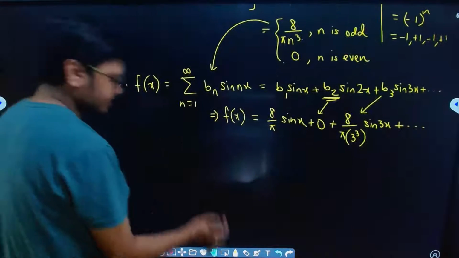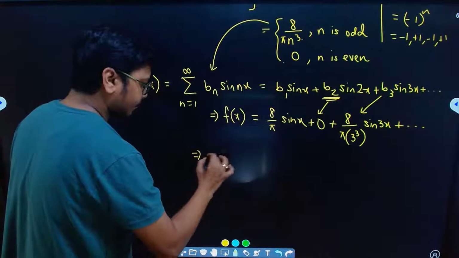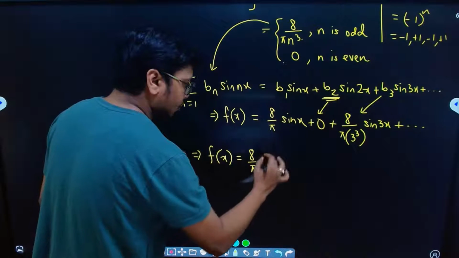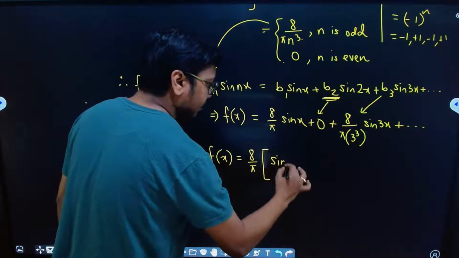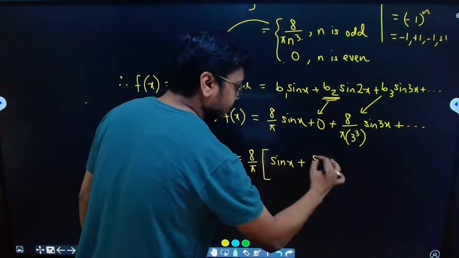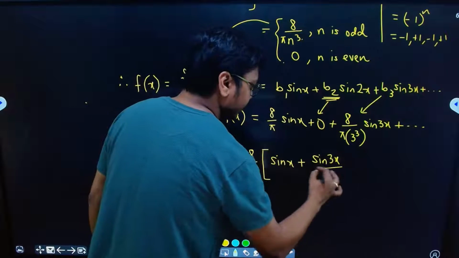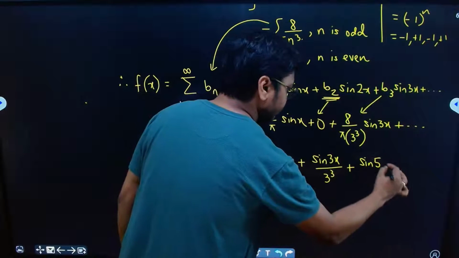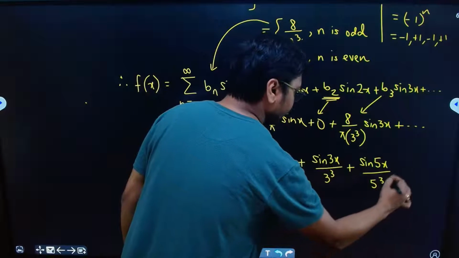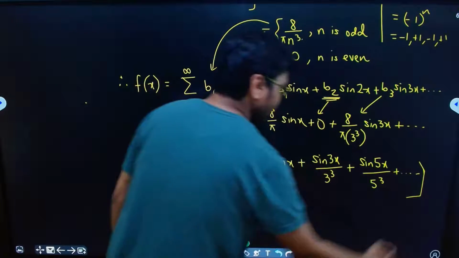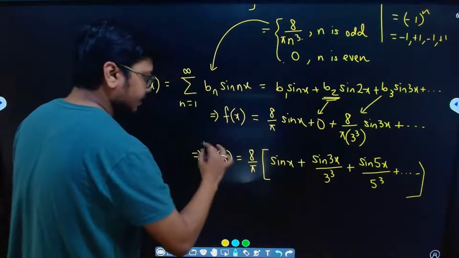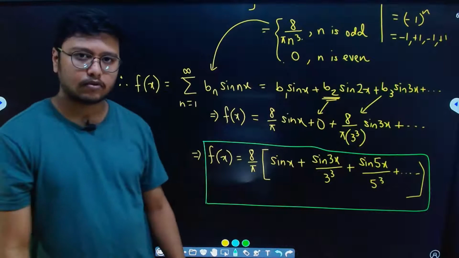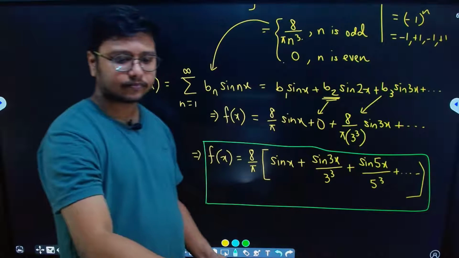So if I further simplify this, I can take 8 by pi common and I will have sine x plus sine 3x by 3 cube plus sine 5x by 5 cube plus dot dot dot. And this was the required Fourier series proof. Okay.